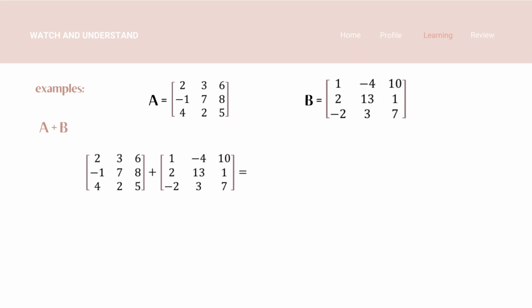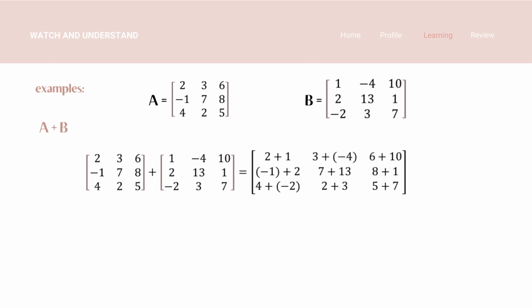A and B have the same order, which is 3 by 3, so you can proceed to add them. 2 plus 1 in A sub 1, 1, 3 plus -4 in A sub 1, 2, 6 plus 10 in A sub 1, 3, -1 plus 2 in A sub 2, 1, 7 plus 13 in A sub 2, 2, 8 plus 1 in A sub 2, 3, 4 plus -2 in A sub 3, 1, 2 plus 3 in A sub 3, 2, 5 plus 7 in A sub 3, 3.